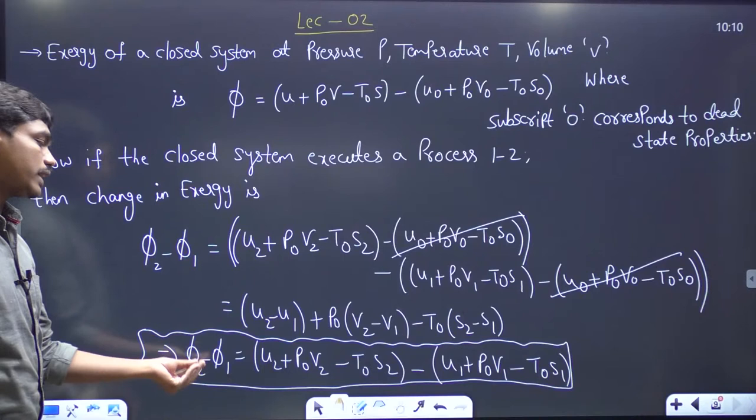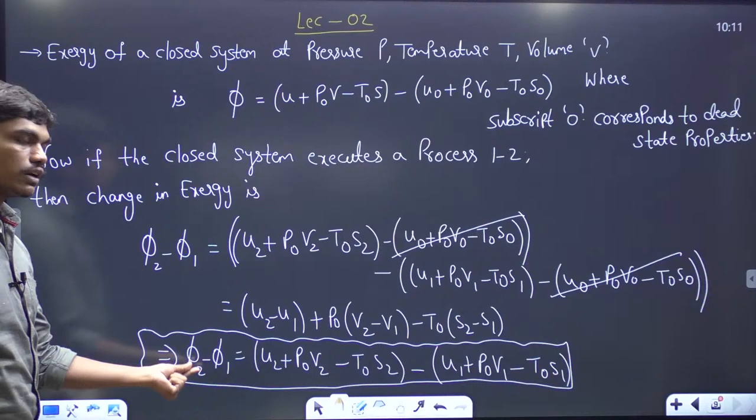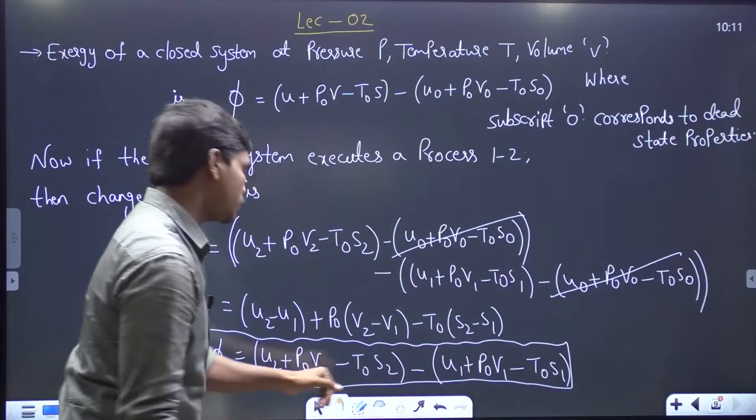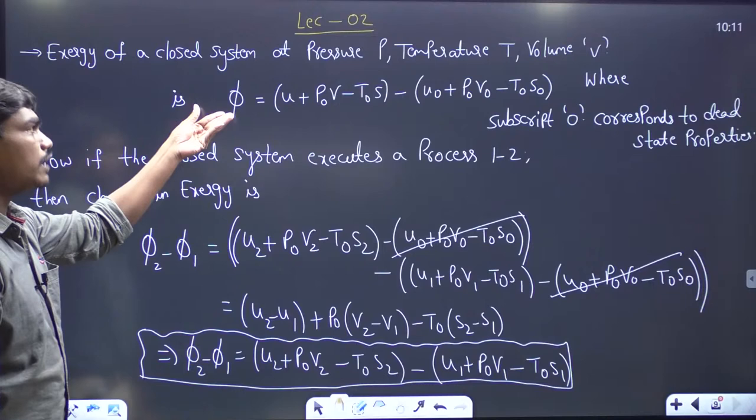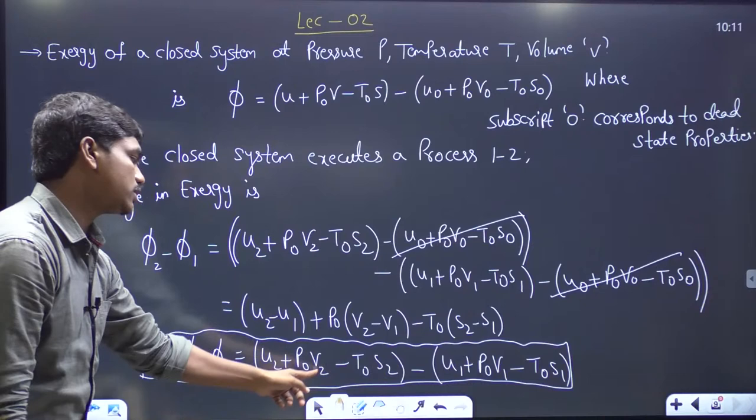Some part of the exergy is missing here because there is some difference between these two. Phi 1 is not equal to phi 2. Of course, if the system situation changes, like S1 is not equal to S2, V2 is not equal to V1 and U1 is not equal to U2, then there is some difference when the system is executing a process 1 to 2. Suppose state 2 is ambient conditions, then this value comes again here. Correct? Because if you replace the second state with the dead state, then these 2s here will turn into noughts and this equation looks the same as this equation.